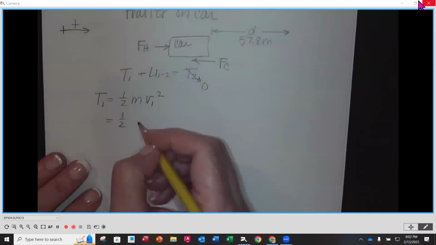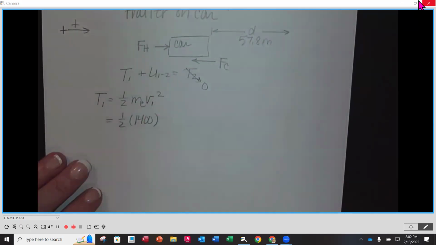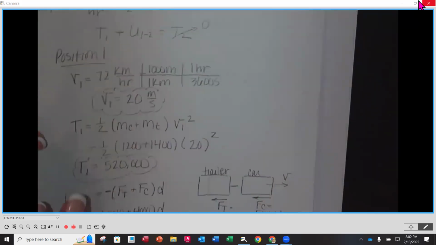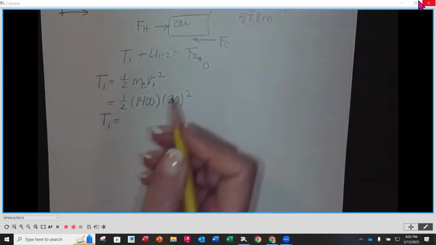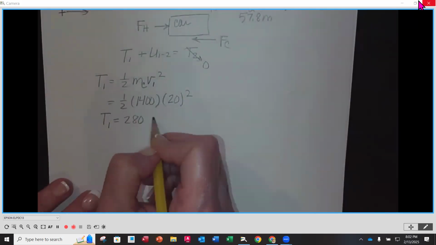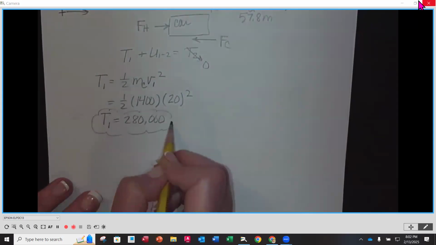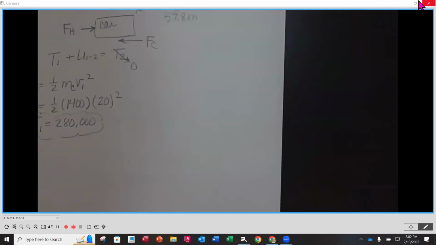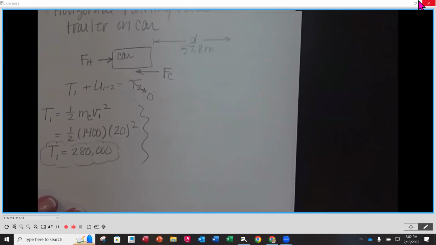It's going to be equal to 1/2, and we know that the car is 1,400. So I'm going to put MC here, 1,400 kilograms. And we know that the velocity was 20 meters per second. So T1 for just the car is going to be 280,000. Okay, work. I can get this over here so I can see them both at the same time.